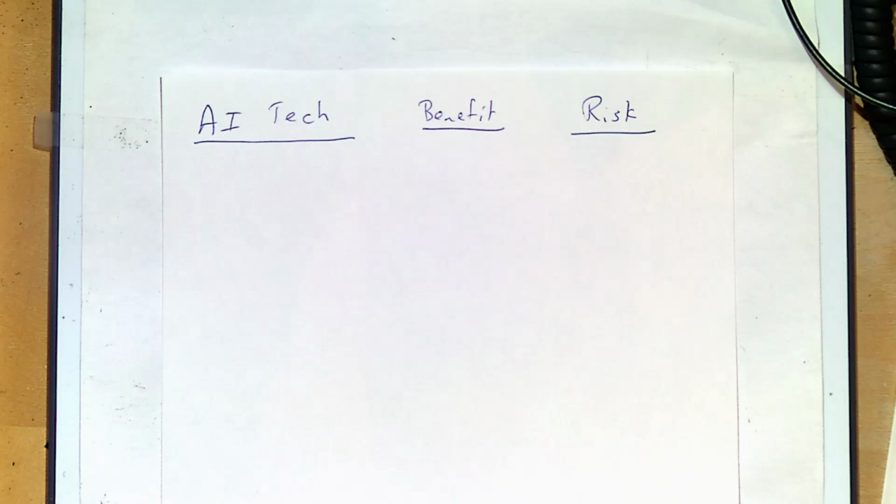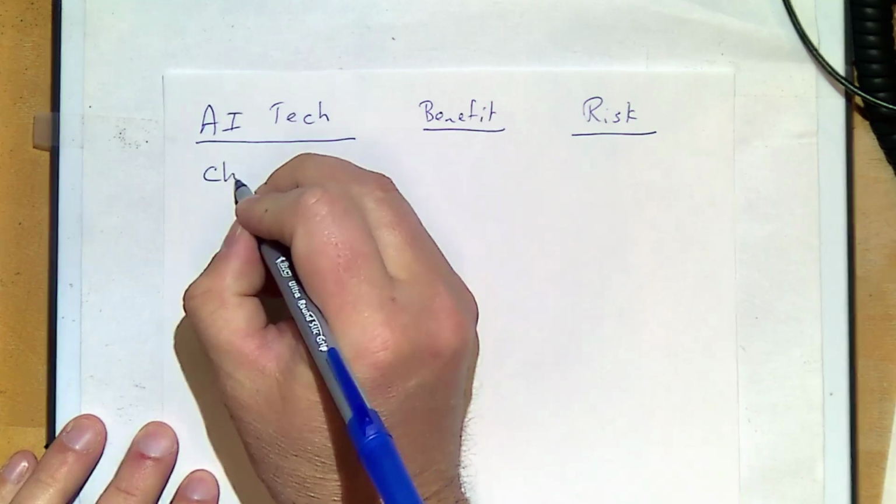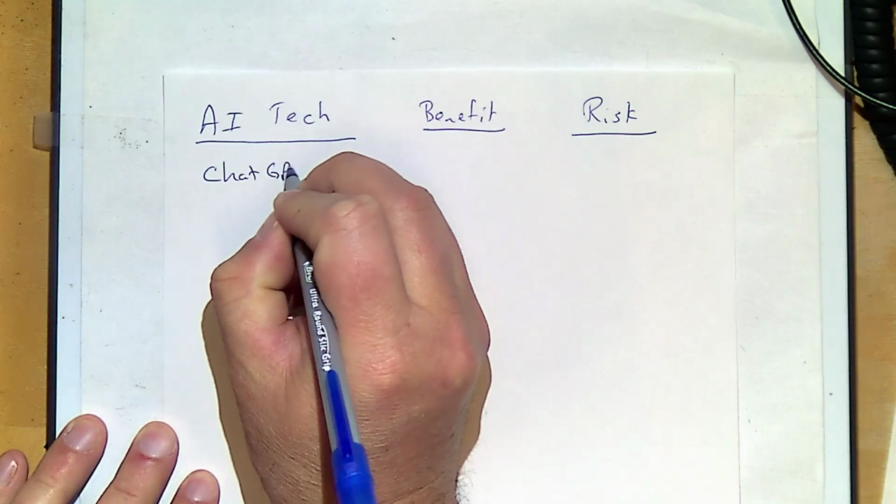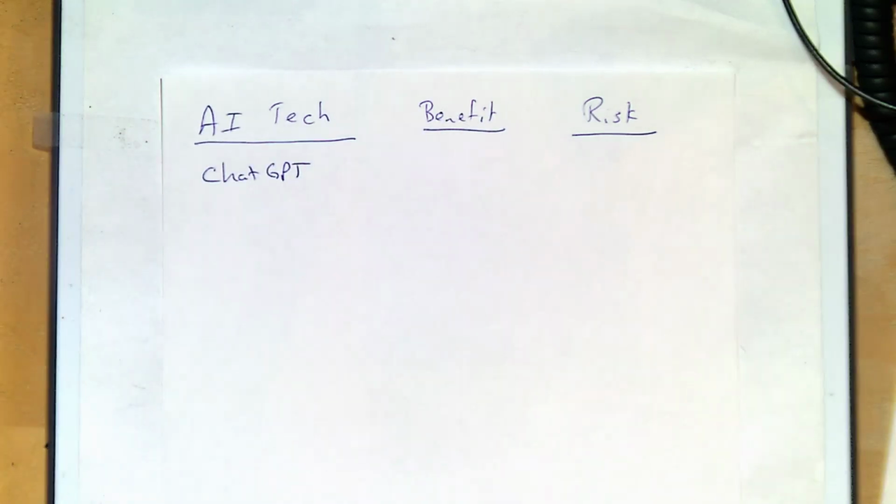So what technology did this back corner select? Okay, ChatGPT, the low-hanging fruit. I heard a lot of people talking about ChatGPT. Let's see. Okay. What are the benefits? Just give me a couple. What are the benefits you get from ChatGPT?